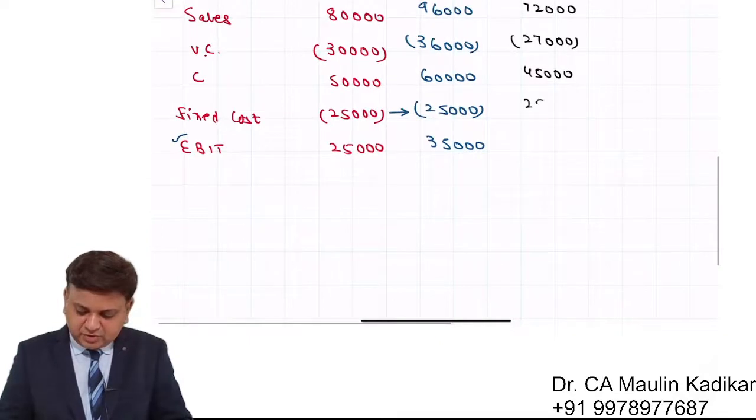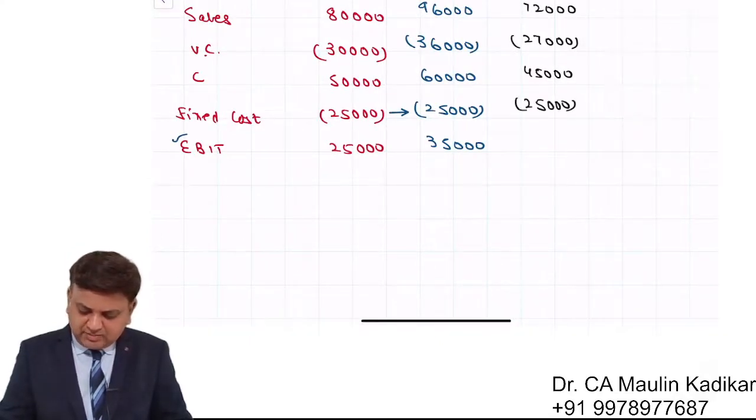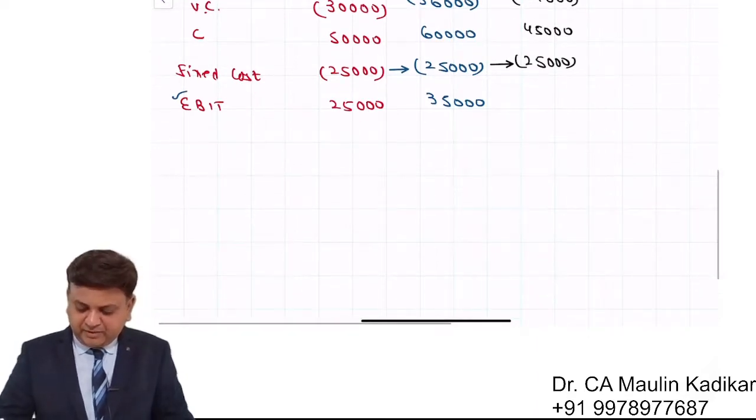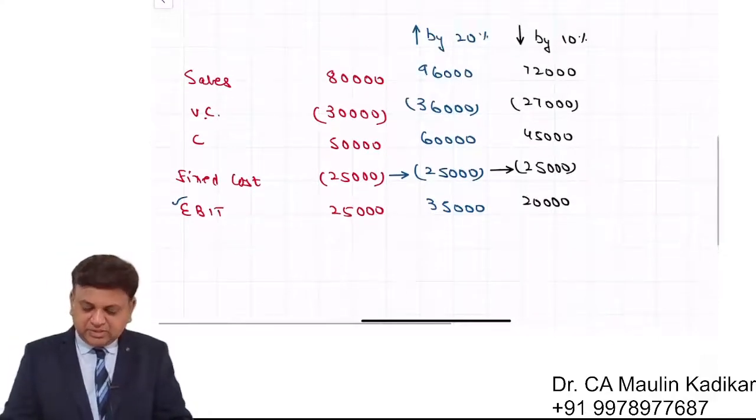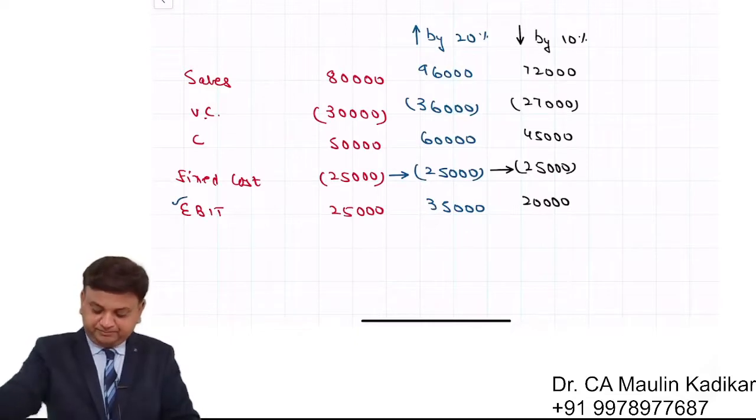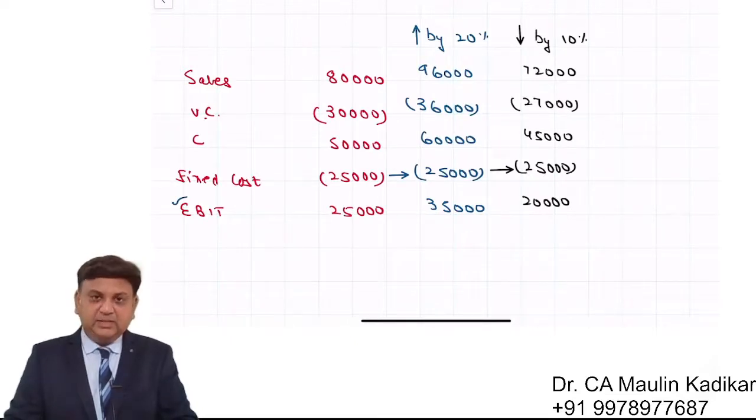No change in the fixed cost. Again, it is going to remain the same. And the profit will be 20,000. This is the way we will be having the profit in the different situations. Listen carefully to what I am going to say further.